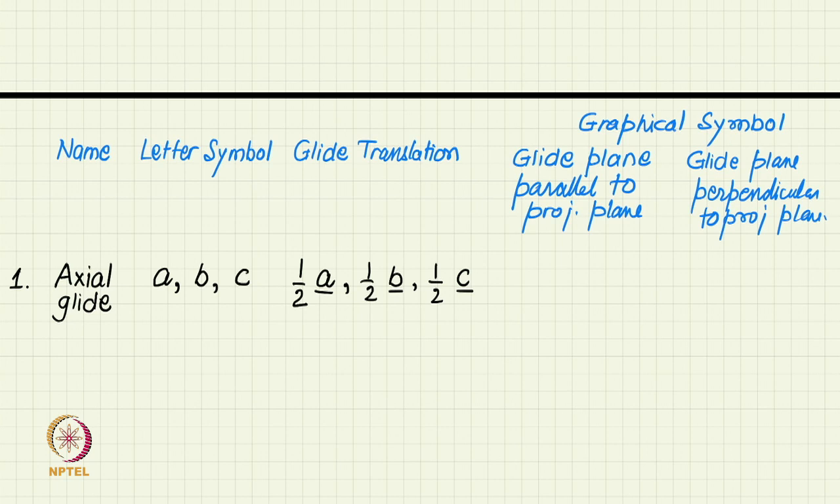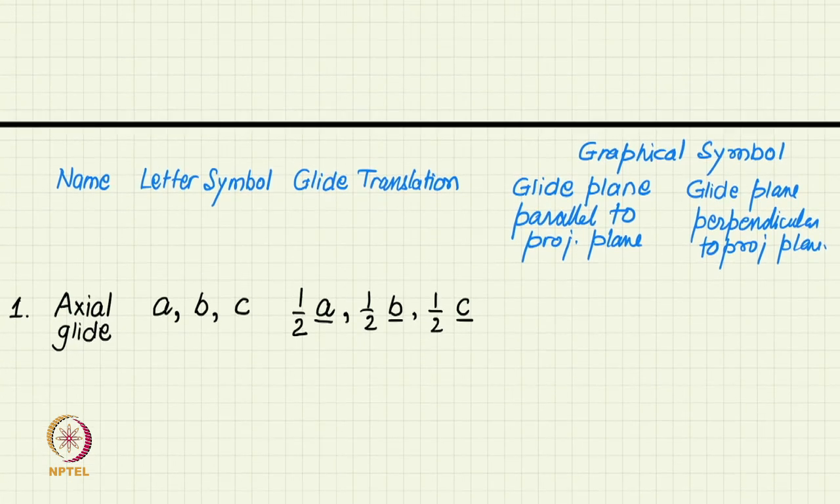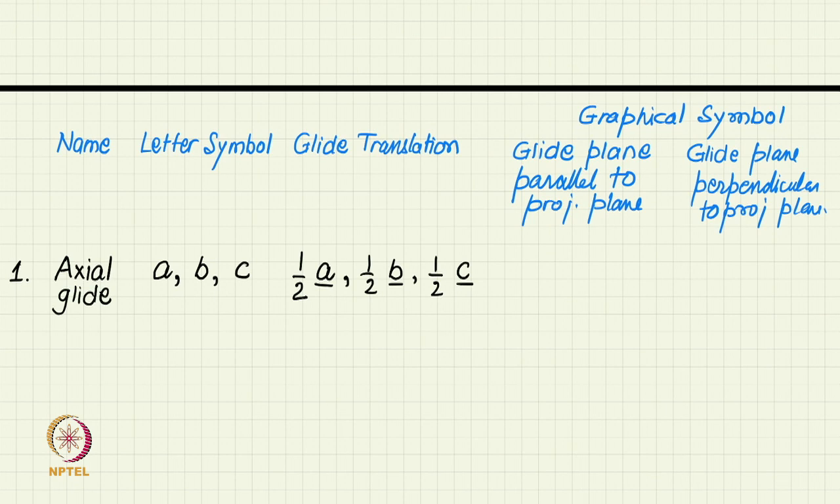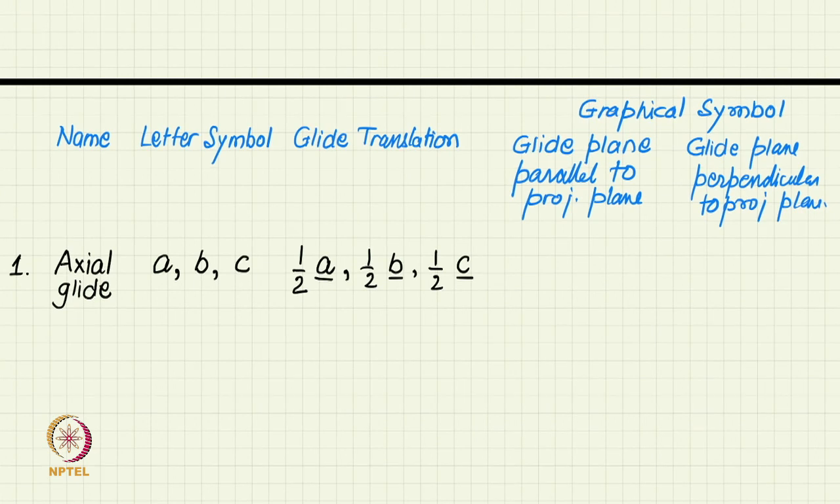Now, if I want to represent this glide plane in the projection plane, parallel to the projection plane, then I have a symbol. The international table recommends a symbol like this in the drawing, and one of the arms has an arrow which represents the glide direction. So, depending upon which direction glide is happening in the plane, the arrow will point in that direction.